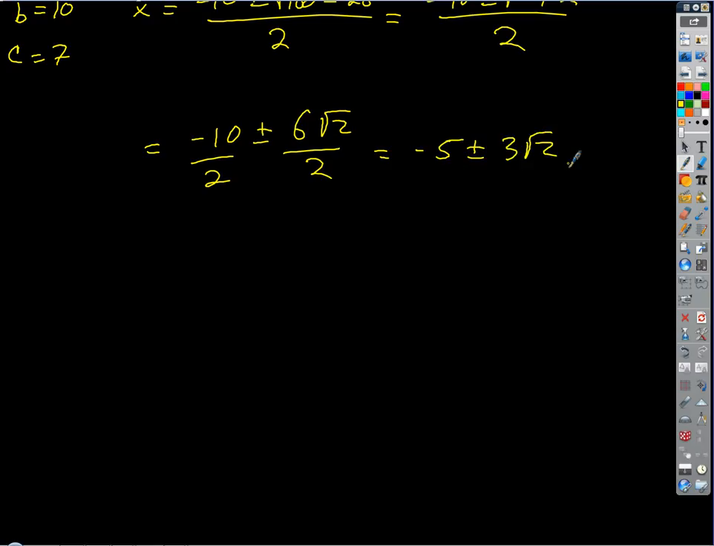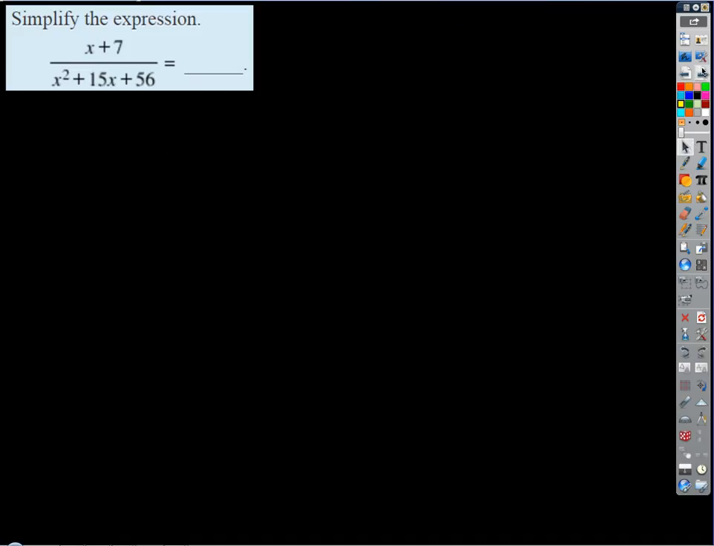Now in Moodle, how do we have to put those in? Separate them, yeah. -5 plus 3 radical 2, comma, -5 minus 3 radical 2. Okay, good? Good? Okay, so this brings us up to stuff we're already doing, right?